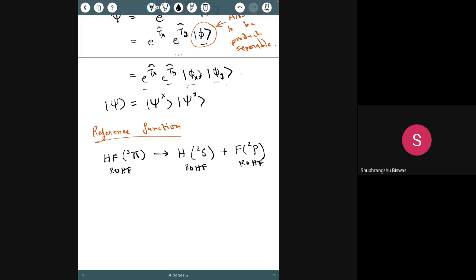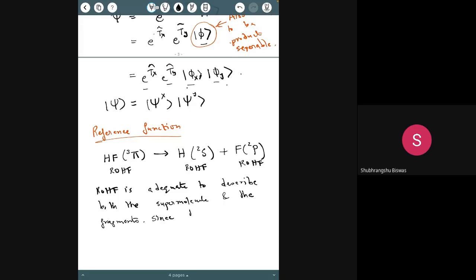Then ROHF can do correct calculations on all the fragments, in which case ROHF is size consistent. So ROHF is adequate to describe both the supermolecule and the fragments, since they are all high spin.